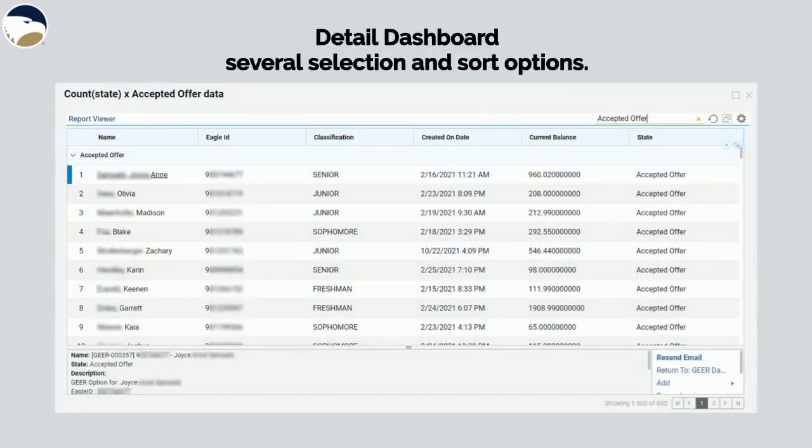The detailed dashboard, as the name denotes, provides a detailed view of the GEER transaction for each respondent. The list can be filtered by state, or the pieces of the pie as seen on the summary dashboard. It offers the opportunity for administrators to take various actions with respect to each respondent's record, such as resending the email with a record of their choices.